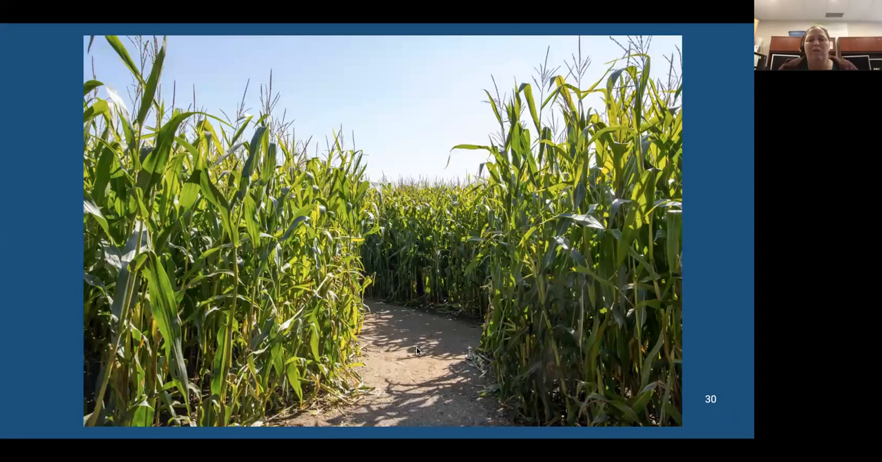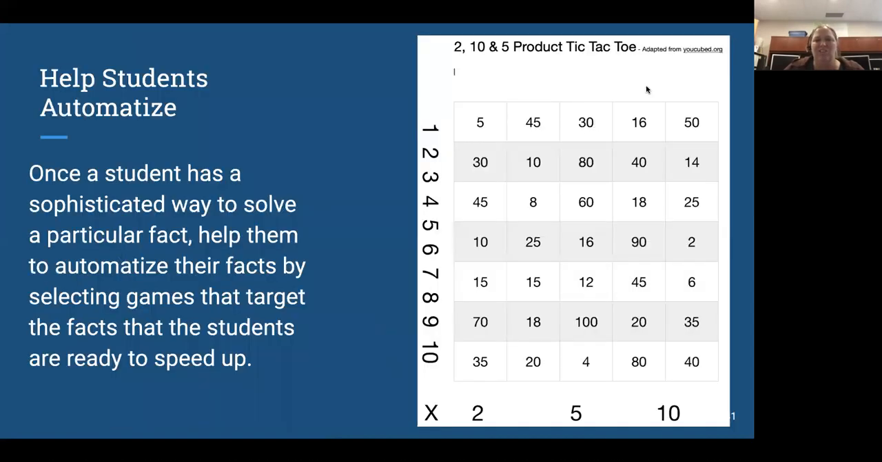Because when we want them to start paving with the sidewalk paver and strapping on the rollerblades is when they have a strategy that's already really sophisticated to find those facts, and then we do want to speed them up. So we want them to start making big pathways through the corn at this point. So how will we do that as teachers?